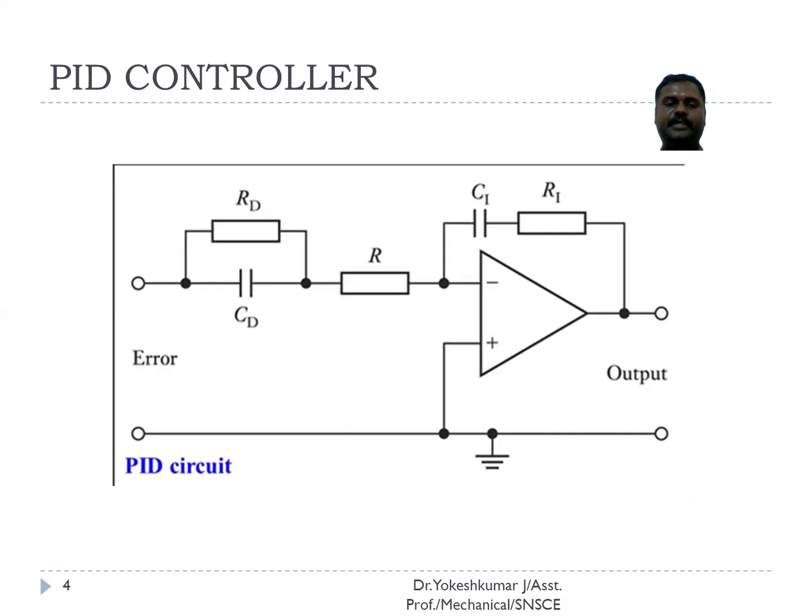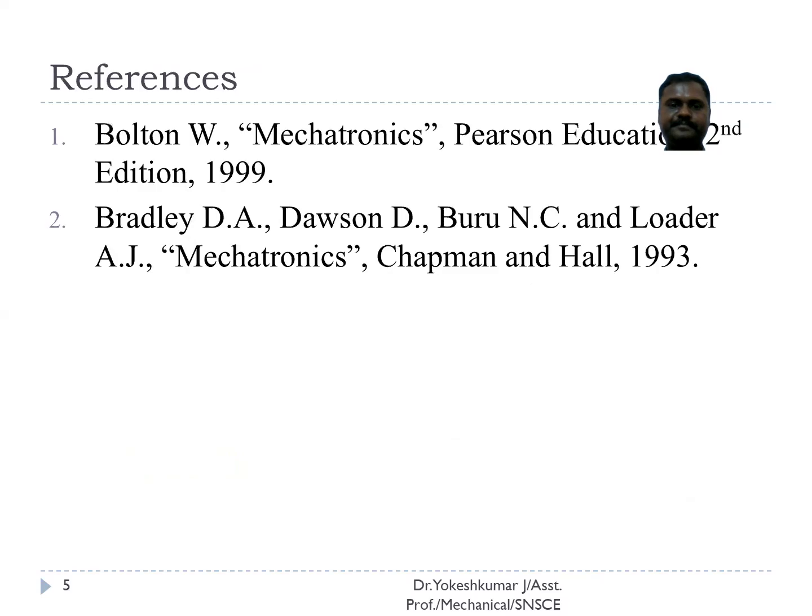And this is the PID circuit where we have a derivative resistor, followed by the integral resistor and the proportional resistor, which are all combined together and produce the output signal.